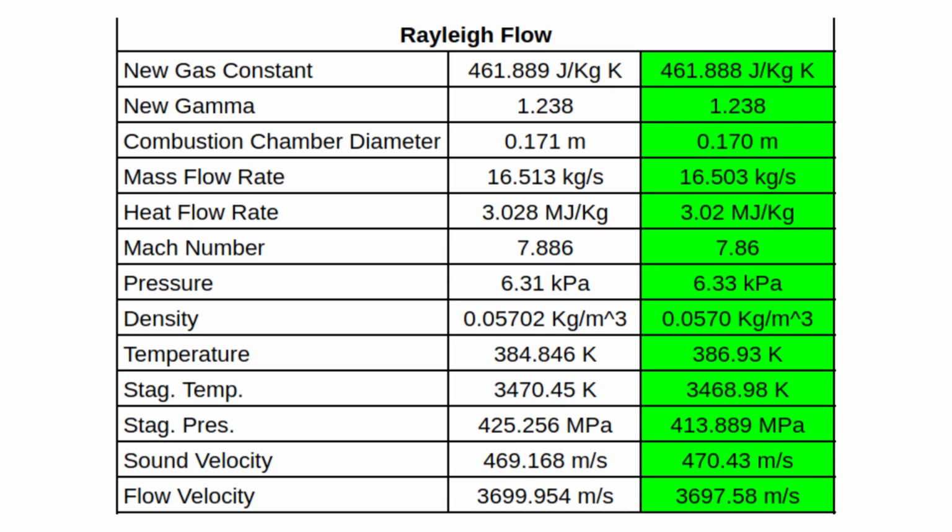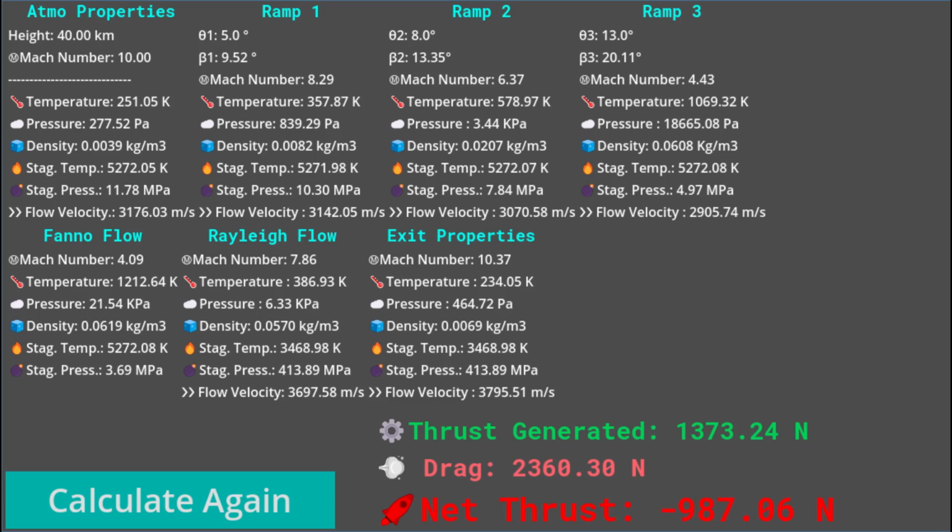Moving to isolator flow, the most complex part, the results are just as consistent. The calculated stagnation temperature in the combustor came out to 3,468 Kelvin against a theoretical expected value of 3,470 Kelvin. This confirms that the heat addition algorithm is handling the gas properties correctly. However, the simulation reveals a design challenge.